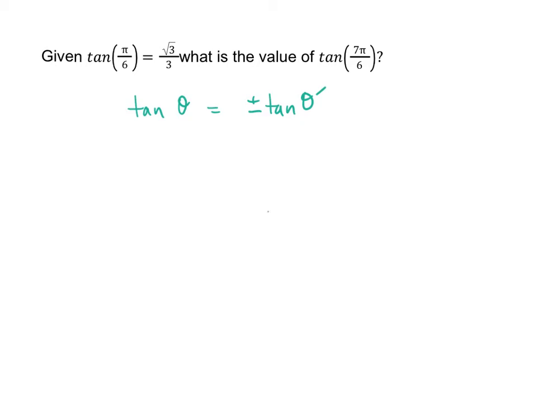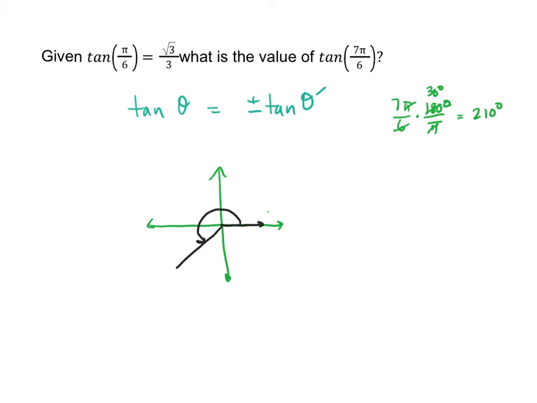So really, this is another problem where we have to figure out where 7 pi over 6 is. If I want to change this to degrees, I can multiply by 180 over pi. Pi's cancel. 180 over 6 is 30. So 7 times 30 is 210. So 210 goes like this.